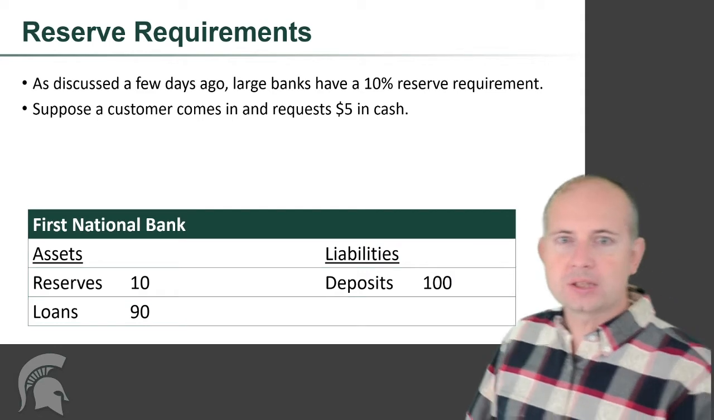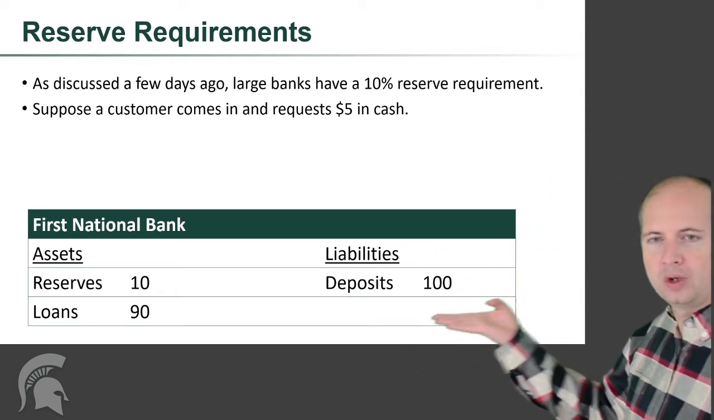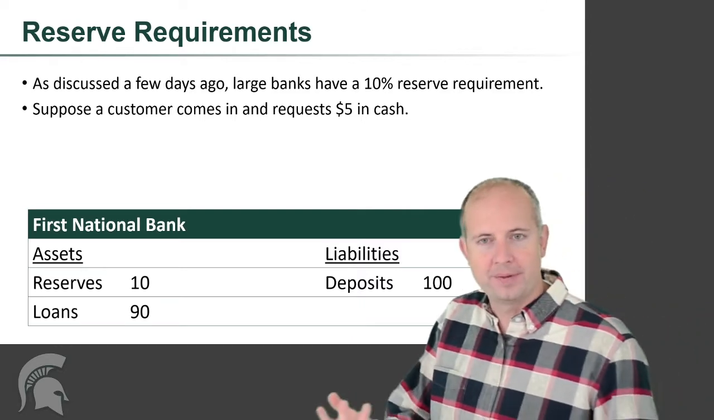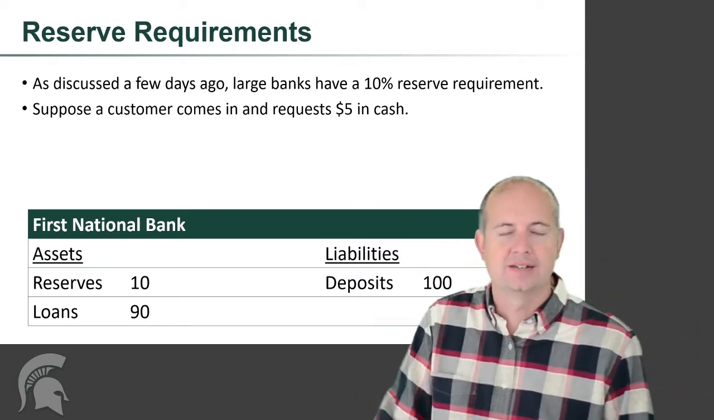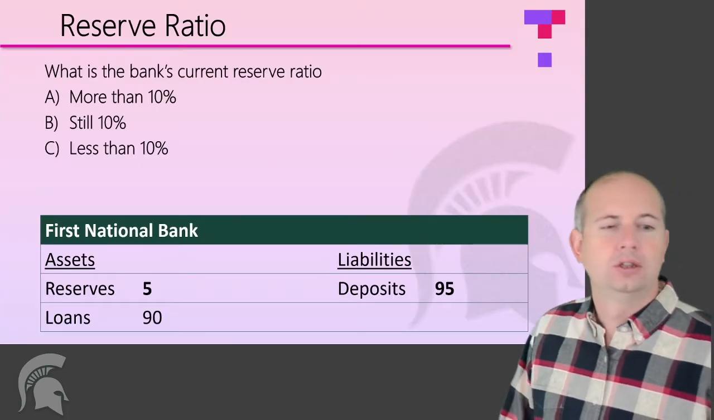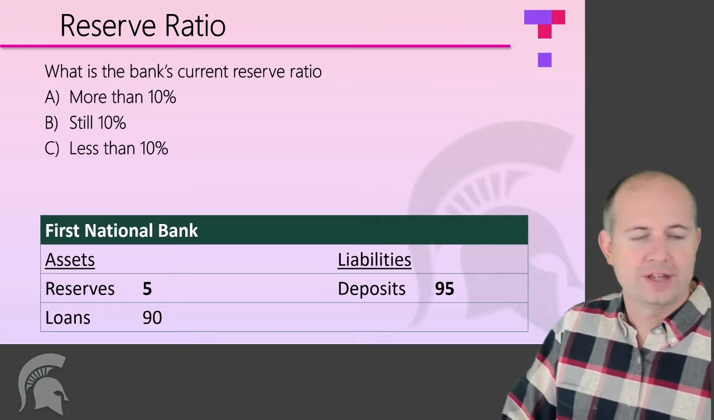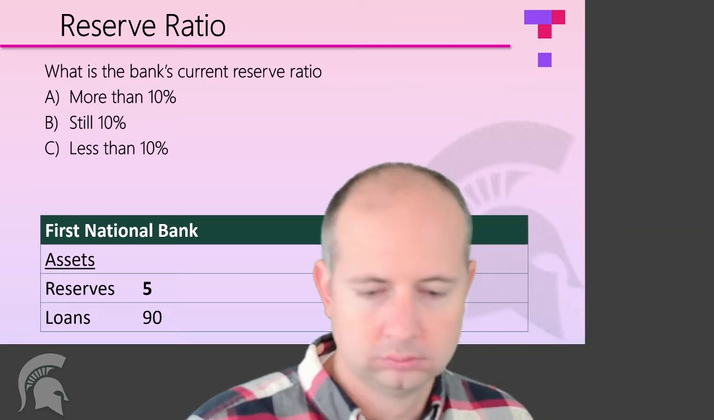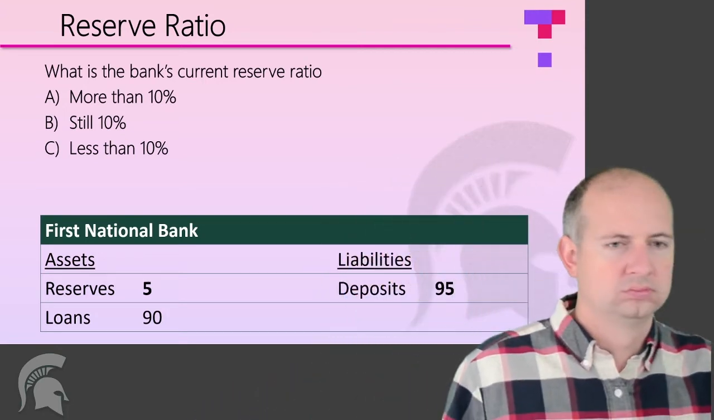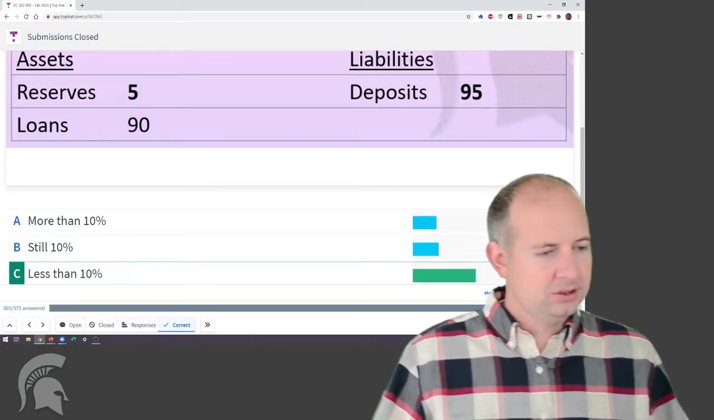Well, suppose a customer comes in and requests cash. So one of my depositors walks in, says, I've got $5 in cash here. I'd like to take it. All right, first question. What is the bank's current reserve ratio after that $5 withdrawal? Good, the answer is C.